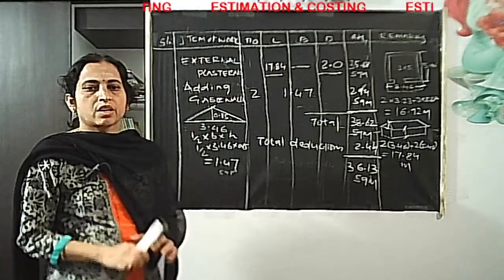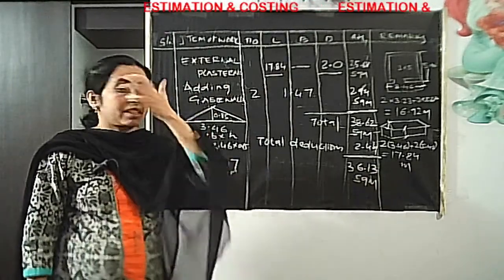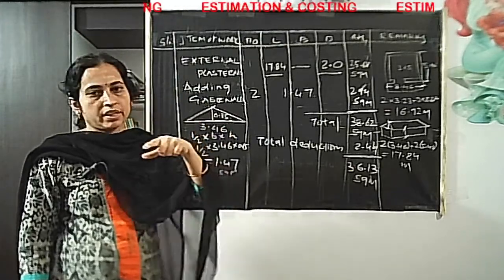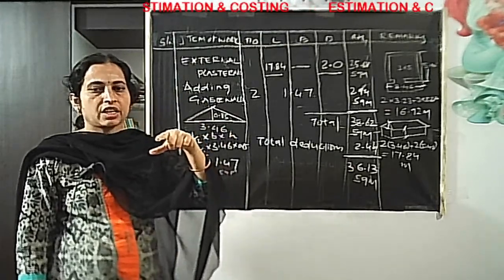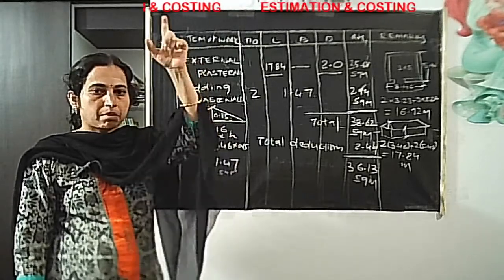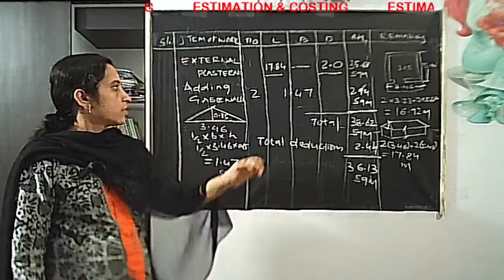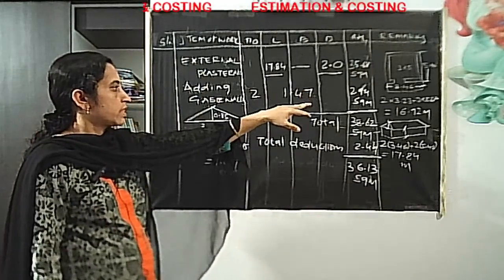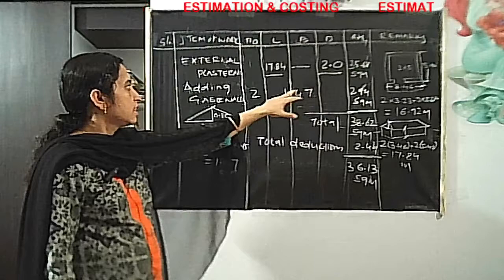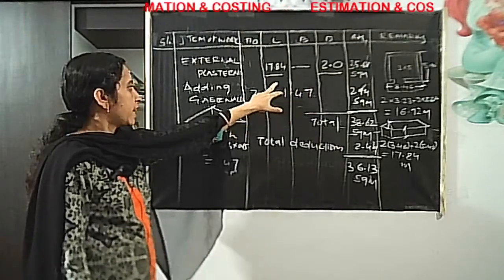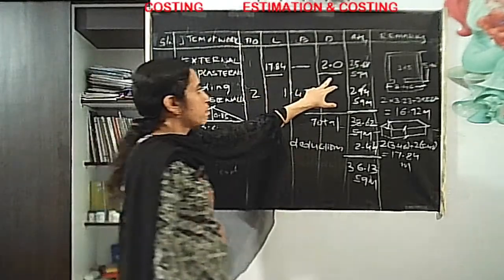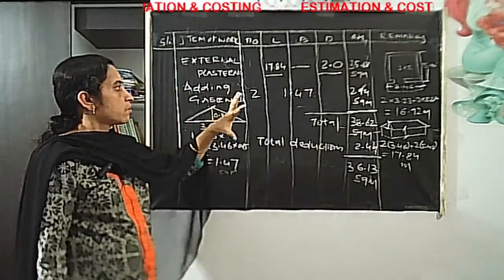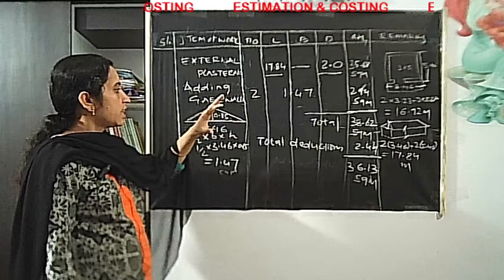Hope you have understood now. External plastering, as I said, you are supposed to find the exterior wall length, then multiply by the height of the wall. The exterior wall length we have calculated, 2 into 3.46 plus 2 into 5.46, that is 17.84 meter, multiplied by 2 meter is 35.68. Then what you are supposed to do is, we have left the gable portions.